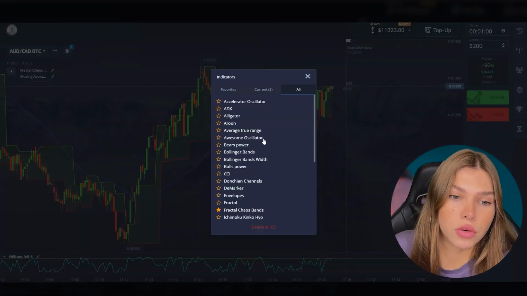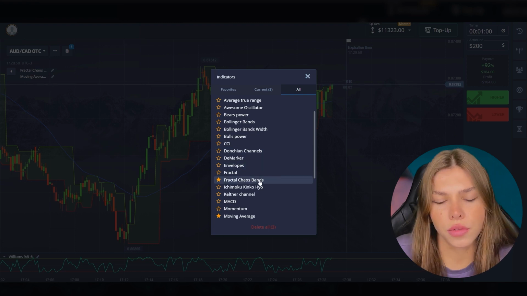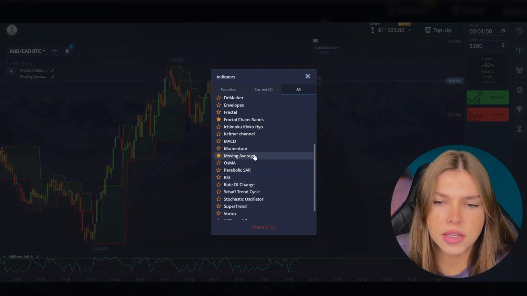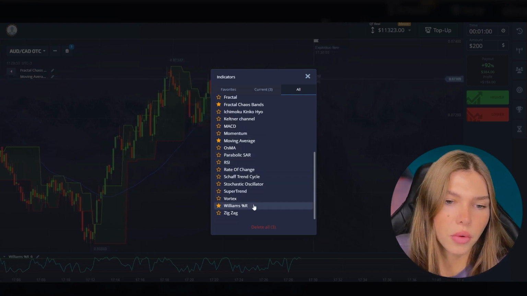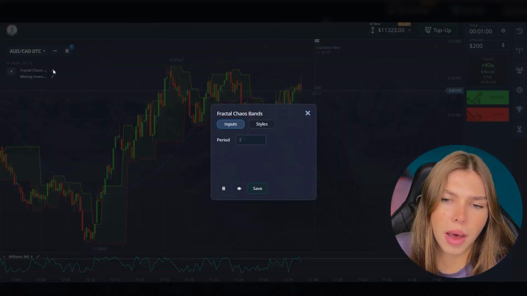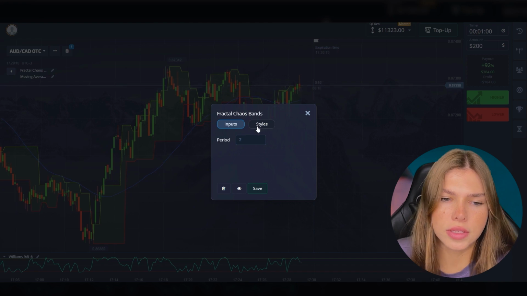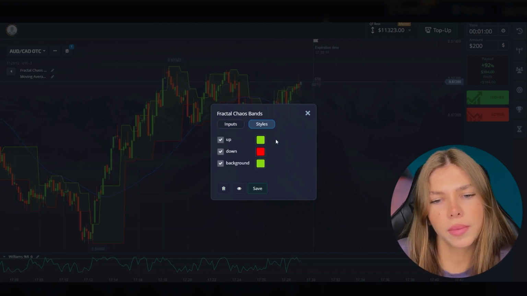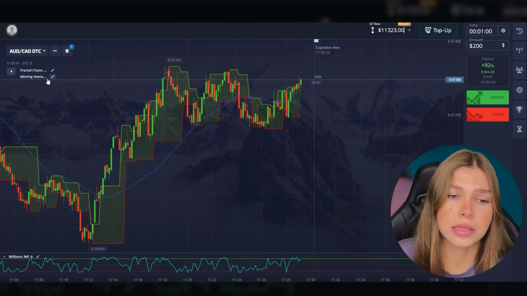Let's get to it. So, we only need 3 tools for this strategy, namely Fractal, Moving Average, that is the moving average, and Williams %R. So let's move on to setting them up. Fractal, we put period 2 in style. You can change the color, but I did not change the color because this color suits me.